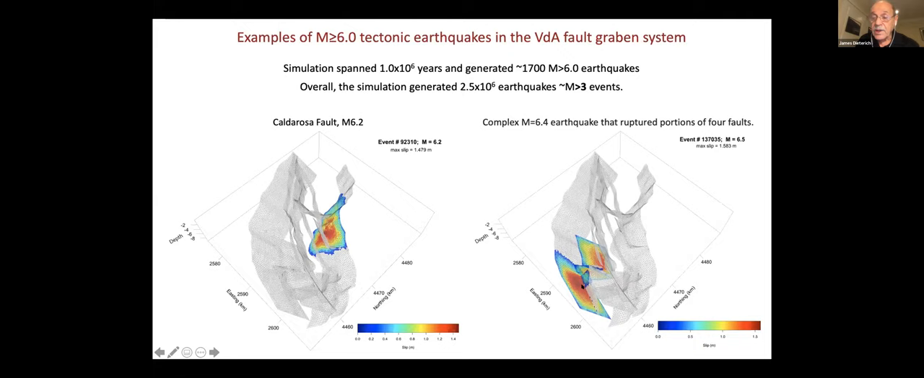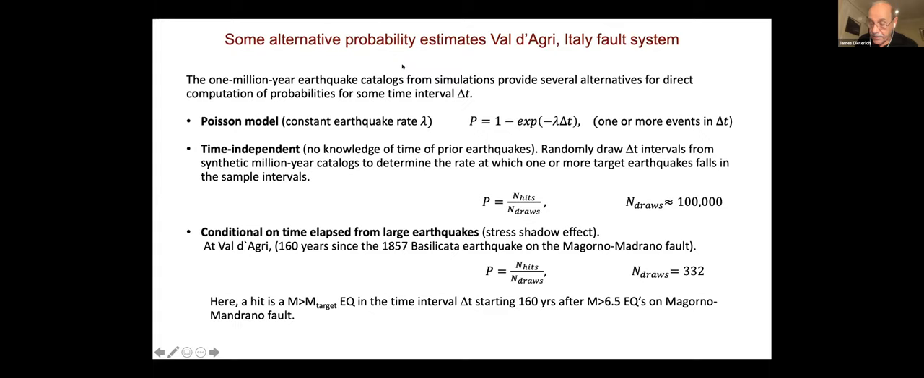So I better go over this pretty quickly, but we generated this catalog to try to get some estimates of earthquake hazard, which I think is probably of interest to some of the people sitting in today. I'll talk about three different models. We can do the standard Poisson probability estimate where lambda is the long-term earthquake rate, just the total number of earthquakes above some magnitude. And this probability is for one or more earthquakes in some time interval, delta T. Now with this big catalog, we can randomly sample delta T intervals and see how many earthquakes we get in it. So we can get a probability that way.